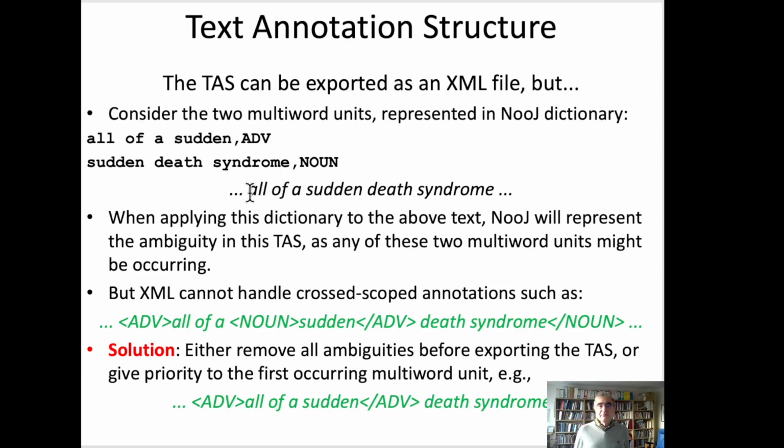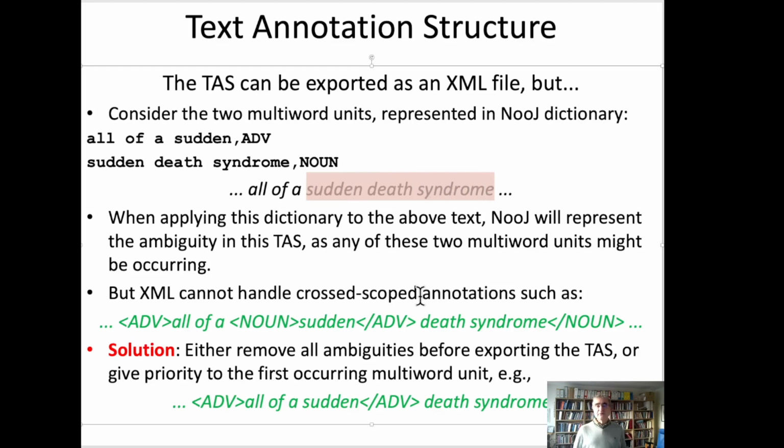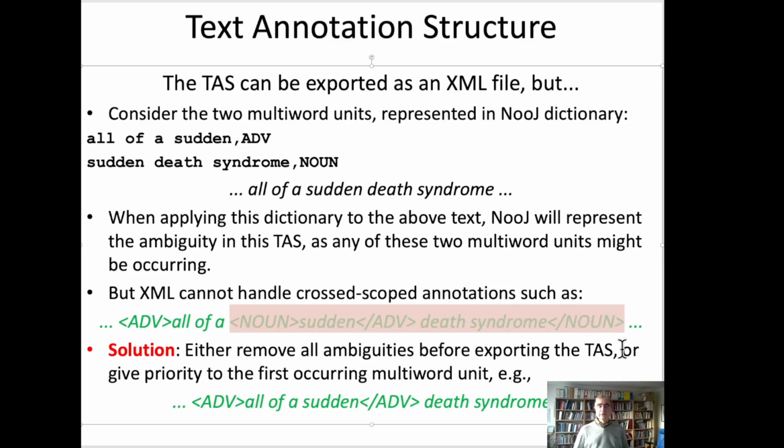So we have either all of a sudden, which is going to be annotated as an adverb, but at the same time we could have a sudden death syndrome, which will be annotated as a noun. However, XML cannot handle cross-scoped annotation. So it's not a valid XML format to write something like all of a sudden annotated as an adverb and then sudden death syndrome annotated as a noun. This is illegal in XML.